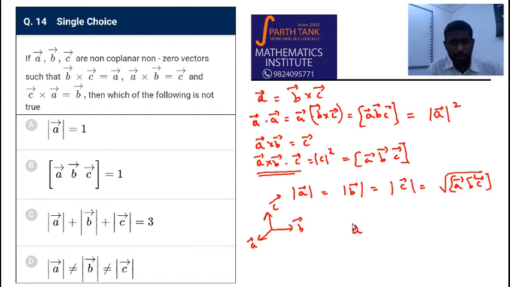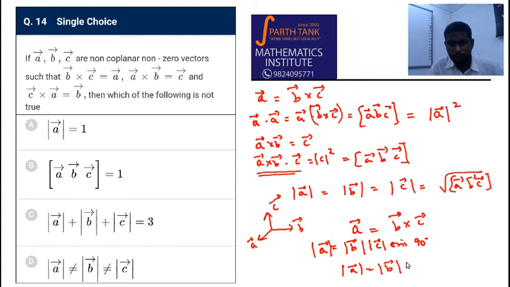Now they are mutually perpendicular, and take the first condition, that is A is given to be B cross C. Now if you take the magnitude on both sides, you know that B cross C is nothing but the magnitude of B, magnitude of C, and the sine of the angle between them. And the angle between them is 90 degrees because they are all mutually perpendicular. So magnitude of A is magnitude of B into magnitude of C. But already we have shown that A, B, C have the same magnitude. So this can be written as magnitude of A squared. So magnitude of A is equal to magnitude of A squared.